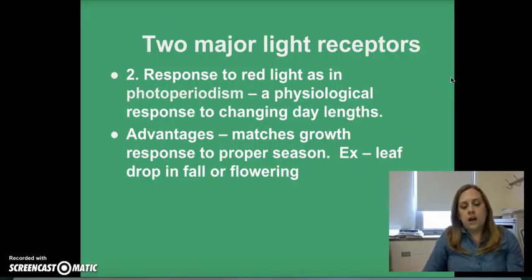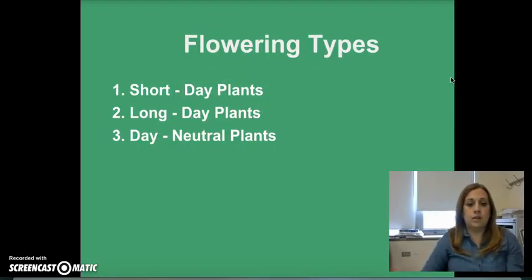Photoperiodism is how plants respond to the length of the day, or the amount of the length of time that they get light exposure. And so the advantage is that it matches the growth of the plant response to the proper season. So like it makes sure that leaves will drop in the fall, or that the flowers are produced in the right time of the year for mating, things like that.